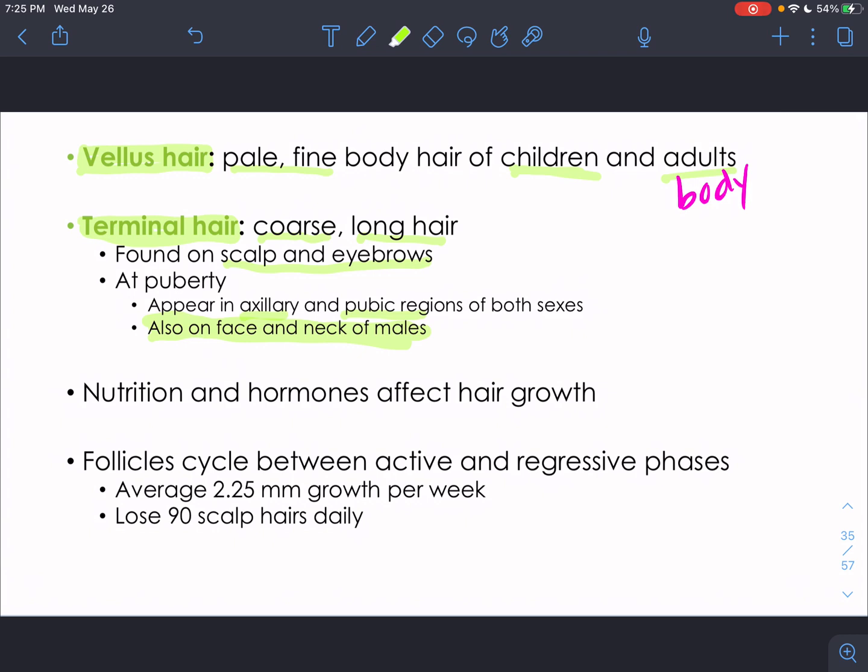Nutrition and hormones do definitely affect hair growth. Follicles cycle between active and regressive phases. So sometimes the hair follicle is active and growing hair, sometimes it's not. You have an average of 2.25 millimeters of hair growth a week, which you don't need to know, but I just thought it was kind of cool. And on average, you lose 90 scalp hairs every day. I feel like I lose more than that, but I guess maybe it's 90. I've never counted.